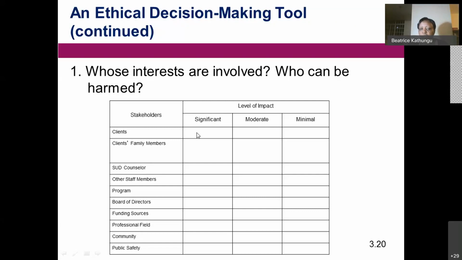Is it significant? Is it moderate? Is it minimal? So if it's the client, just reflecting about what Titi has said, this client that was at hand, how seriously can they be harmed if you did not refer? You might want to put the level here and say, maybe significantly, because I've heard you talk about suicide. What about the family members? Maybe significantly if they were to lose their loved one. What about the counselor? Even the counselor looks like they might just get sued, so they are also significantly. What about other staff members? What about the program? So you look at that and you fill in these 3 columns, and that way you're able to see what kind of harm, what kind of interest are at stake.